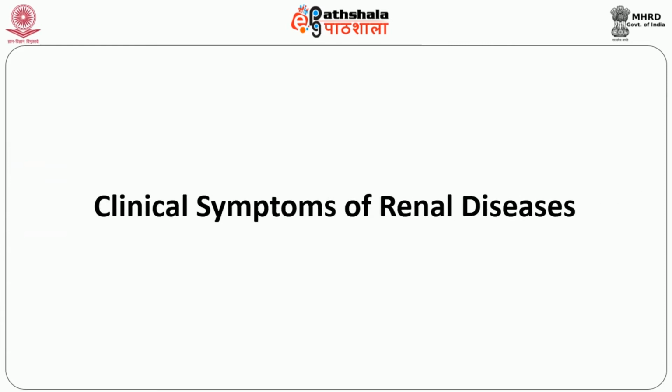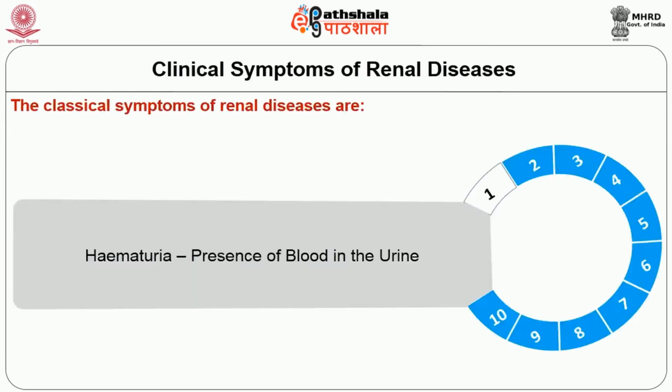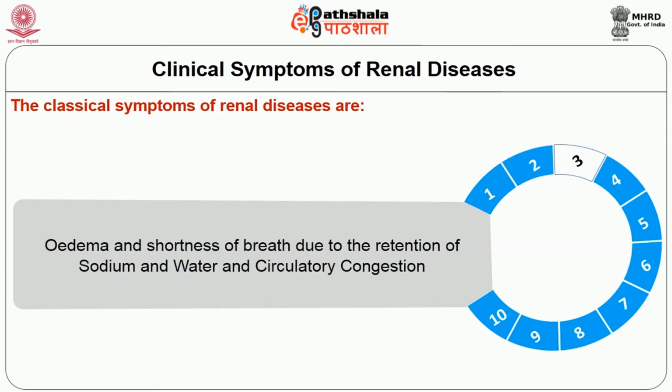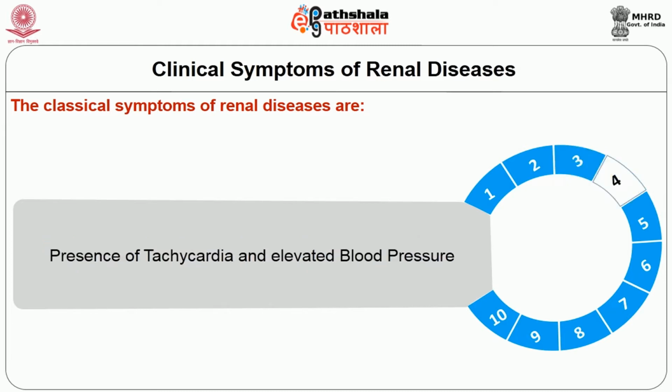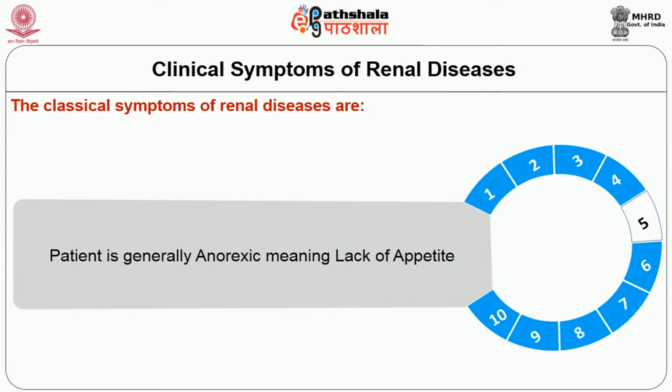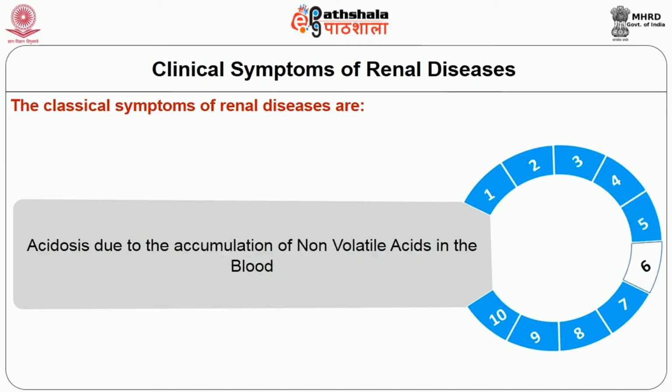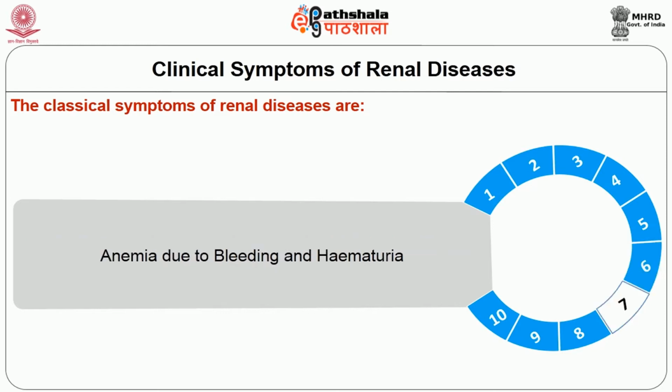Can we now move on to the clinical symptoms of renal diseases? The classical symptoms of renal diseases are hematuria, presence of blood in the urine, proteinuria, presence of protein in the urine, edema and shortness of breath due to the retention of sodium and water and circulatory congestion, presence of tachycardia and elevated blood pressure. Patient is generally anorexic, meaning lack of appetite, acidosis due to accumulation of non-volatile acids in the blood, anemia due to bleeding and hematuria.